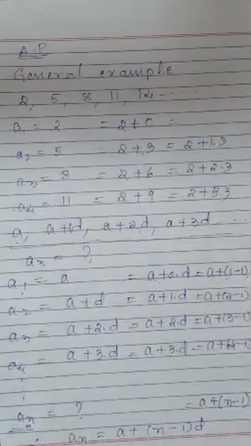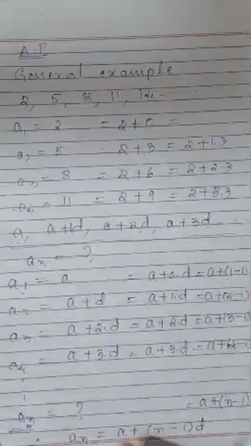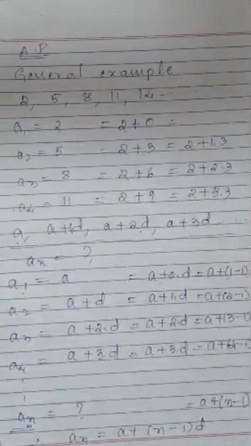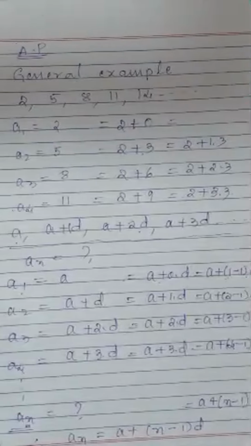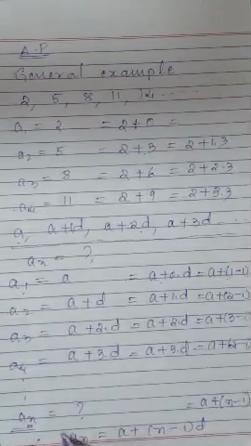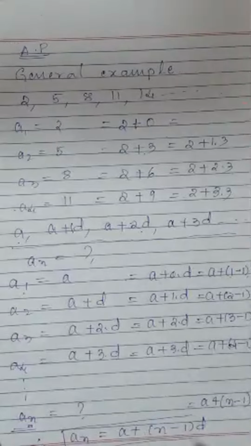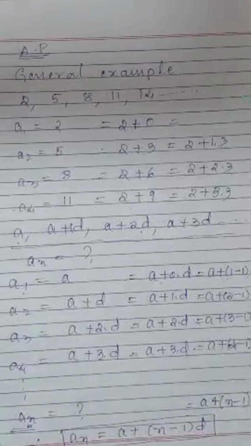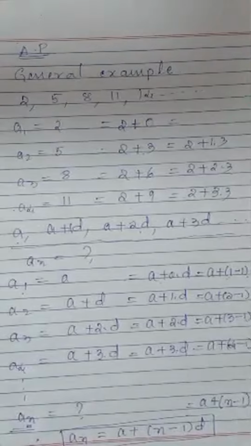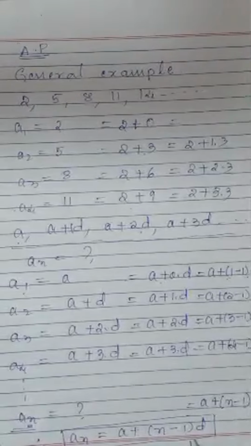Here a_n is the nth term, a is the first term, n is the number of terms, and d is the common difference. In that way, we are getting the first relation in progression, that is, arithmetic progression: a_n is equal to a plus n minus 1 into d.